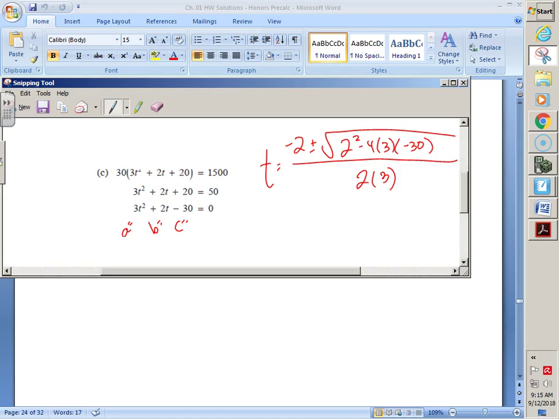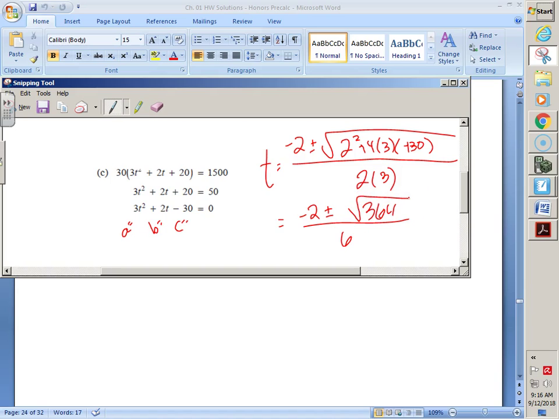Almost done, right? Negative 2 plus or minus the square root of, I would have a negative times a negative, which would be a positive. I have 4 times 12 times 30. Oh dear, it looks like 130. There we go. I think 3 times 30 would be easier. Mental math: 90. 90 times 4 is 360, and 360 plus 4 is 364. That was fun. Over 6. Almost.